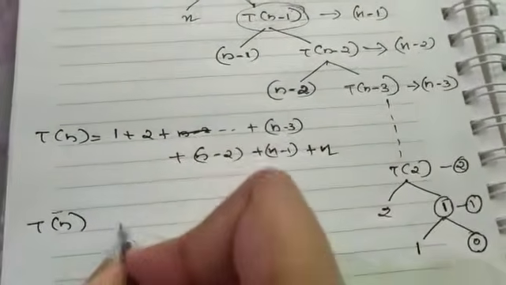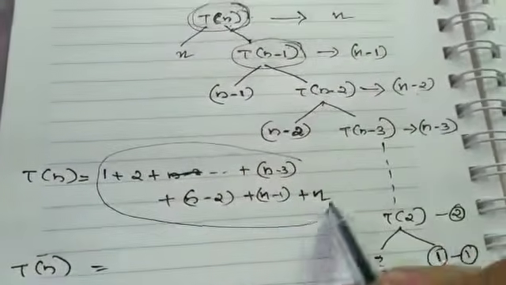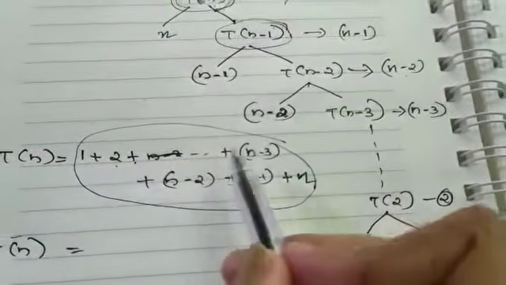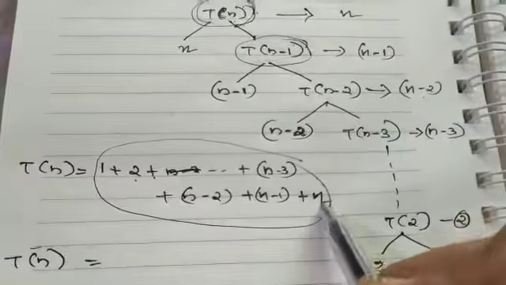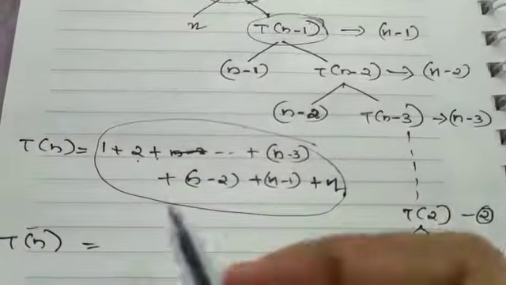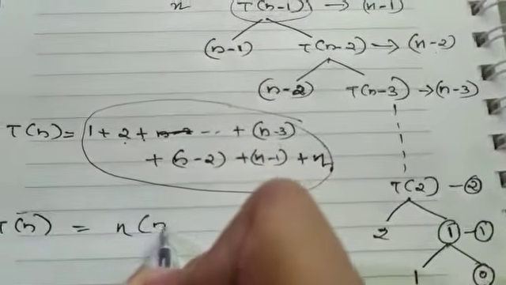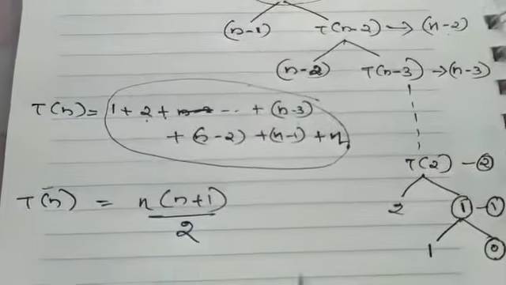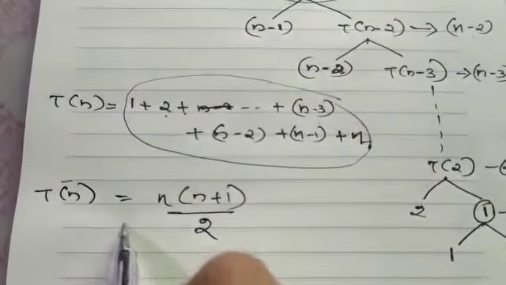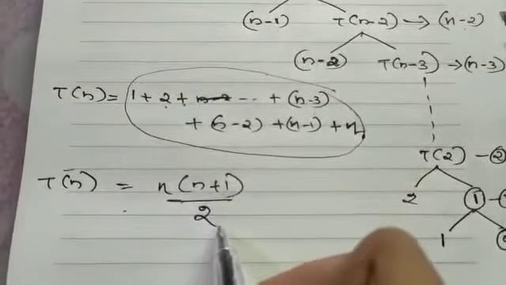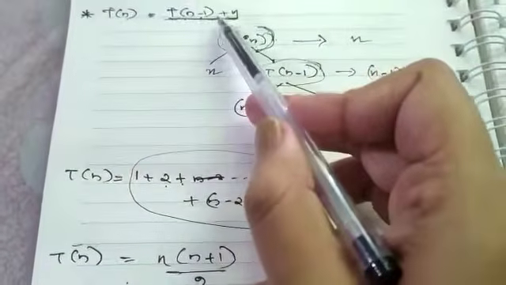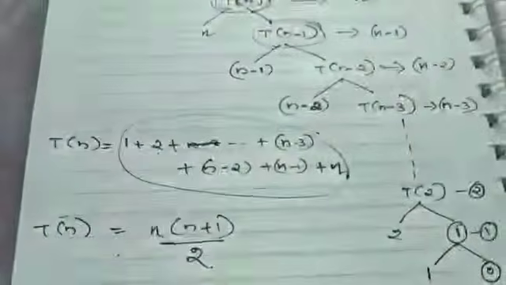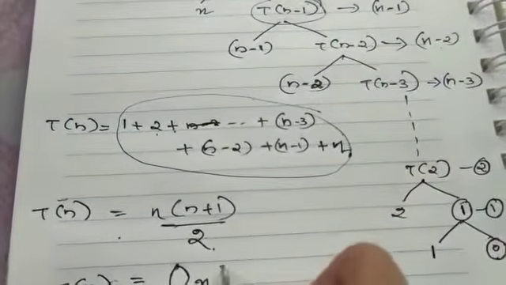Okay, then I can write T(n) is equal to, see, what is this equation? This is 1 + 2 + etc. + n-3 + n-2 + n-1 + n. This is the sum of n natural numbers, and I can write the sum of n natural numbers as n(n+1)/2. This is our time complexity. T(n) is equal to n(n+1)/2, and I can say the time complexity of this T(n) = T(n-1) + n is equal to O(n^2).